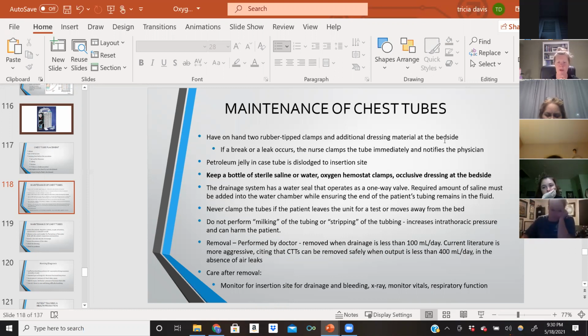Care after removal, we want to monitor that site for any extra drainage. We shouldn't see any bleeding. We want to get an x-ray to make sure that the lung is still inflated. We're going to be watching those vital signs, so their heart rate, their oxygen, and then of course we want to watch their respiratory function.